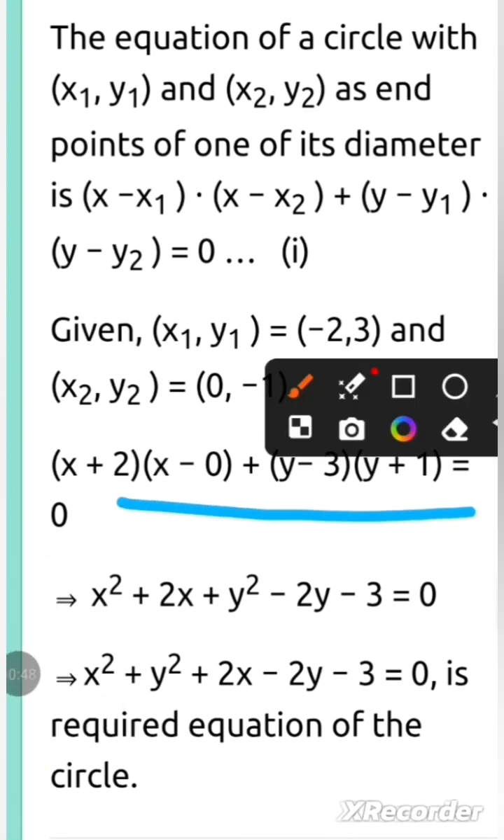Then we get the simplified equation as x square plus y square plus 2x minus 2y minus 3 is equal to 0. That's the required equation.